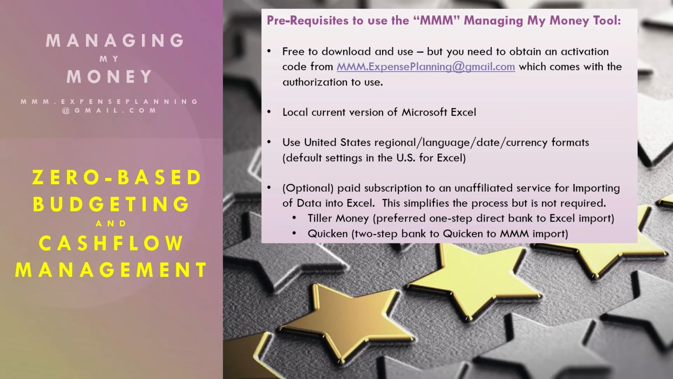The preferred way, in my mind, is Tiller Money, as it's a one-step direct bank to Excel import. Another option is Quicken. So if you have Quicken, they provide a mechanism for importing data from your bank into Quicken, and then this tool provides a mechanism to pull that data out of Quicken and into the MMM transaction screen.